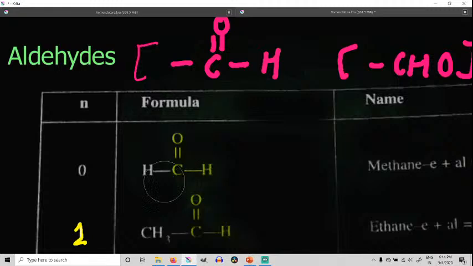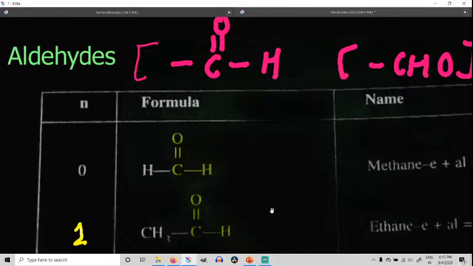Understood? So the IUPAC name will be meth plus an plus, see, the root word plus an is common in all functional groups. You have to pay attention to the second part, that is the secondary suffix. The secondary suffix depends upon which functional group is present. Suppose it is C double bond OH, it means aldehyde is present. For aldehyde, what do we use at the end? We use al in the end. So in that case, meth plus an plus al.